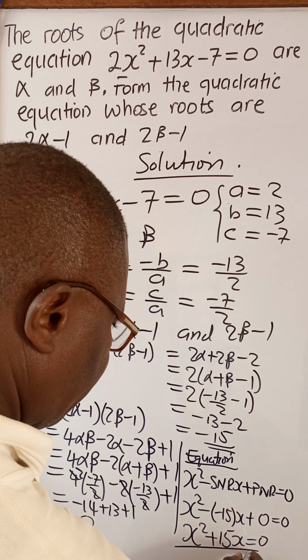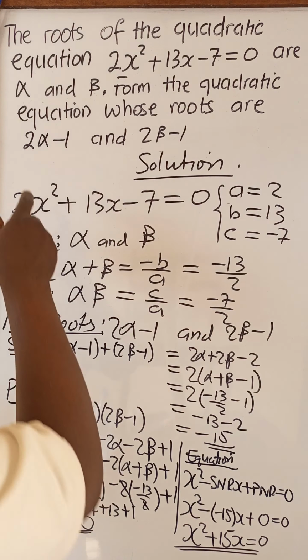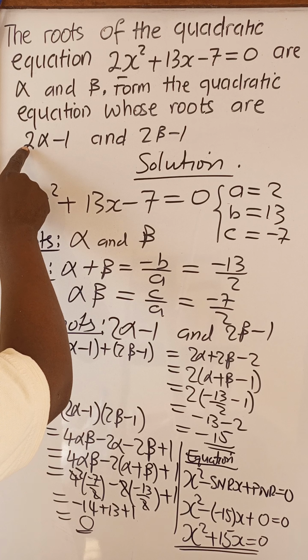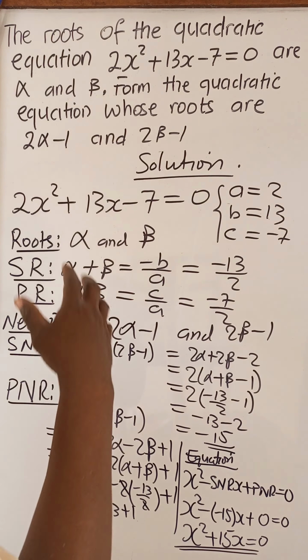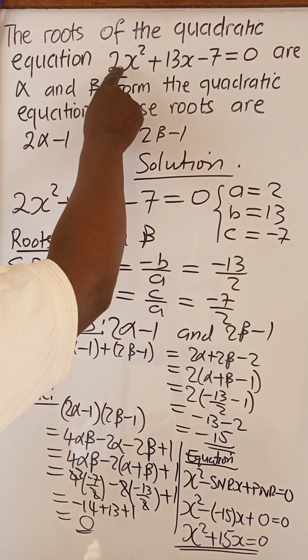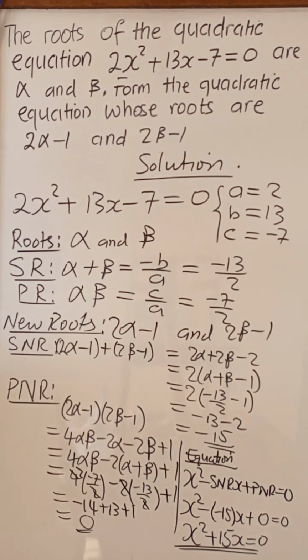So this is the quadratic equation whose roots are formed from 2 alpha minus 1 and 2 beta minus 1, from an earlier equation, 2x squared plus 13x minus 7 equals 0, whose roots are alpha and beta.